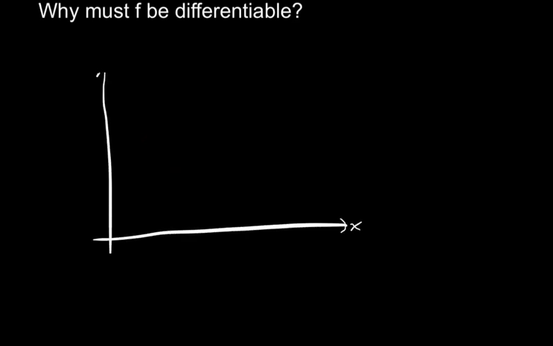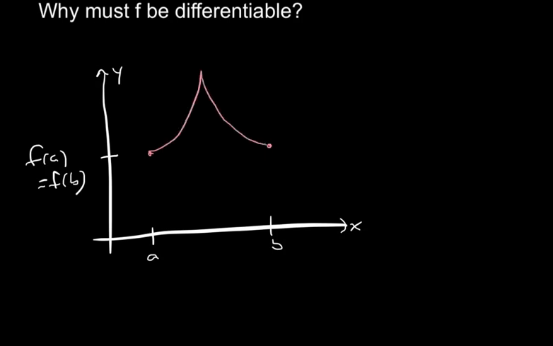And why must the function be differentiable? So same start here. We've got f of a, which is equal to f of b. And let's say our function did something like this, where we have continuity, we have f of a equal to f of b, but our function is not differentiable. We do not have a place where the derivative is equal to 0. At this c, the derivative is undefined. It does not exist. So that is why our function must be differentiable on the interval.